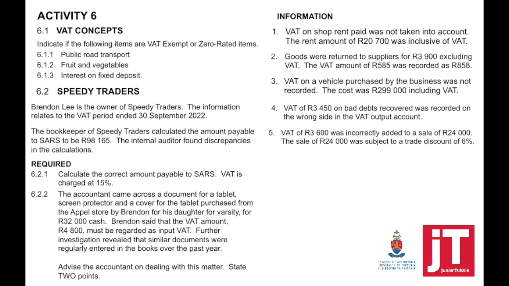Question 6.2. Brendan Lee is the owner of Speedy Traders. The information relates to the VAT period ended 30 September 2022. The bookkeeper of Speedy Traders calculated the amount payable to SARS to be $98,165. The internal auditor found discrepancies in the calculations. So take note of the different ways in which VAT can be asked. Here, VAT has been calculated, but it's been calculated incorrectly. So now we need to look at all these transactions to correct that amount.